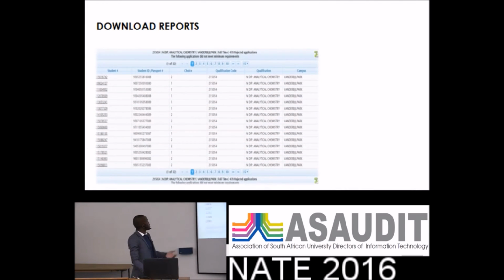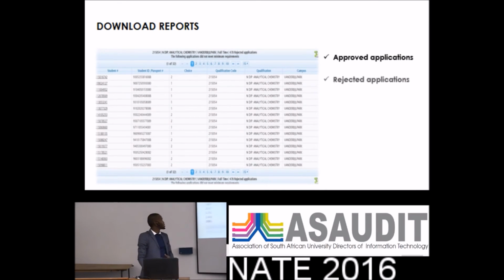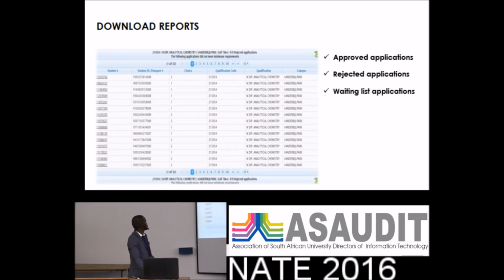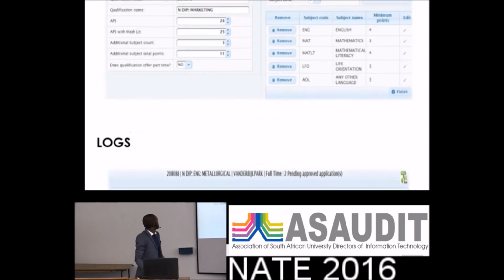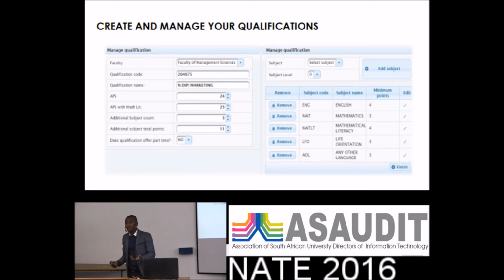So these are our downloadable reports. You can download your approved applications, your rejected applications, and your waiting list applications. We also have logs, so for admin purposes, you can see who approved who on the system as well. And of course, I said it's dynamic. If we decide to move it to a different university, just go into the system, put in whatever requirements they need for a specific qualification, and the engine will kick in as soon as it finds an application.